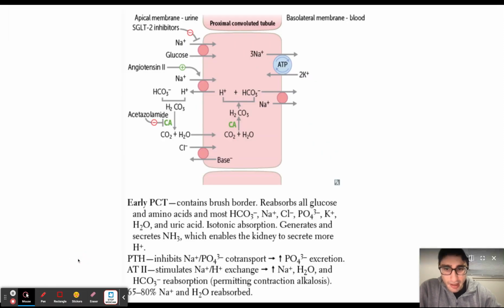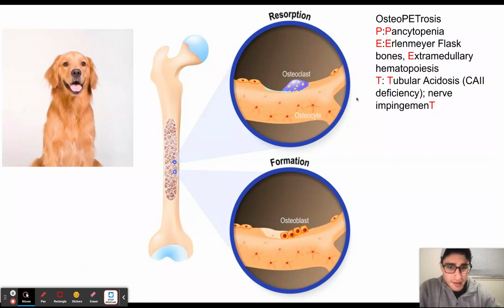And because now we can't make these cells in our bone marrow, we can get extramedullary hematopoiesis, which is the formation of cells outside the bone marrow. We can also get Erlenmeyer flask bones, which is going to be a radiological finding in patients with osteopetrosis.